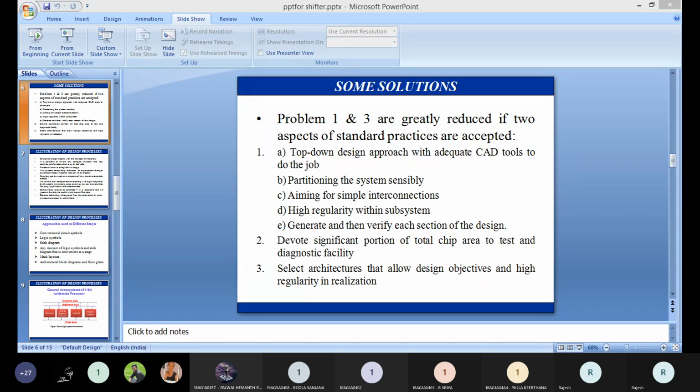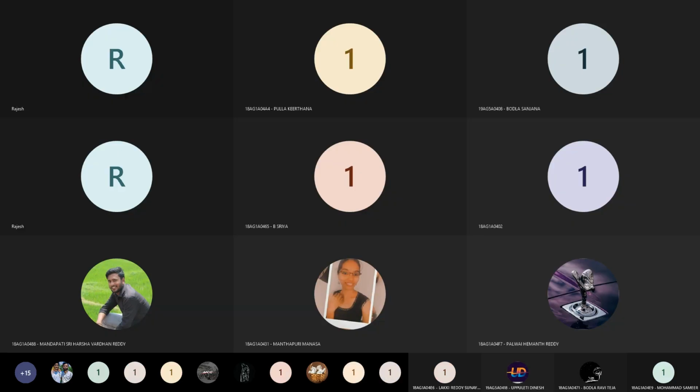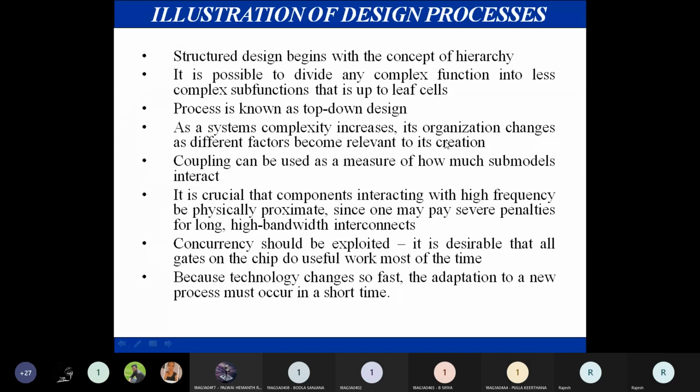That testable logic must be provided for each chip, and architectures allow regularity in the realization. After this, we are seeing the design process, the structural design. Whatever top down we are telling, that is called the structural model.